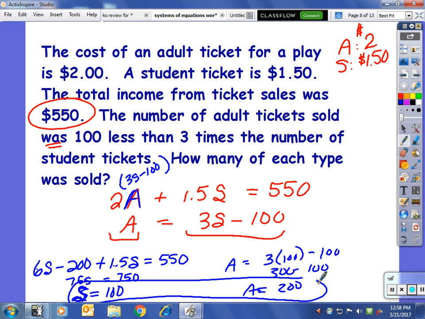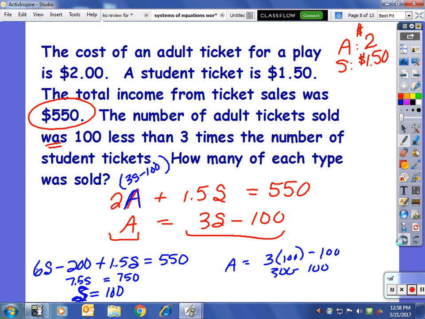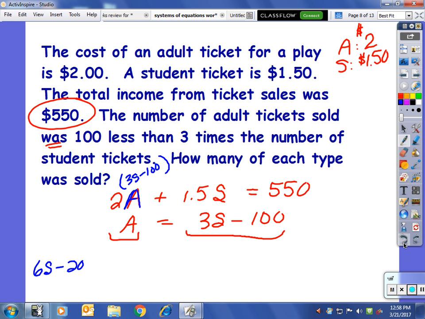Exactly. They want to make it complicated. Okay, now, fear not, you people who love elimination. If you are not a substitution person, let's do this again with the elimination method. For the elimination method to work, it's kind of got to be in standard form with your adults and your students lined up. So look at the bottom equation. What am I going to have to do there? Exactly. I'm going to have to make that a minus 3s equals negative 100.